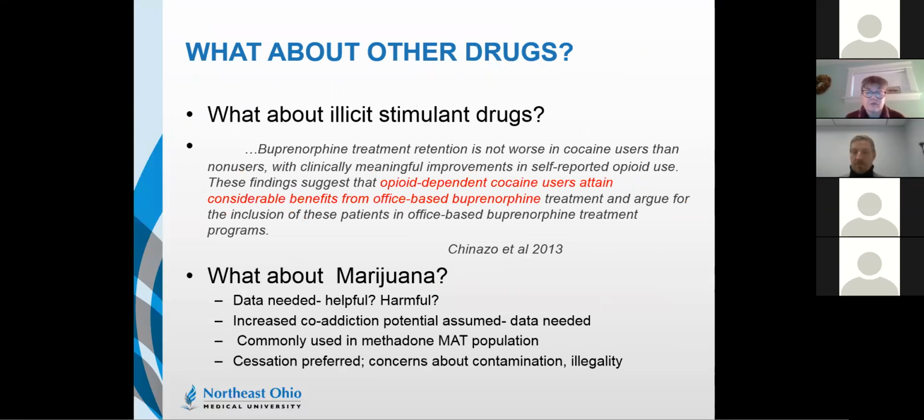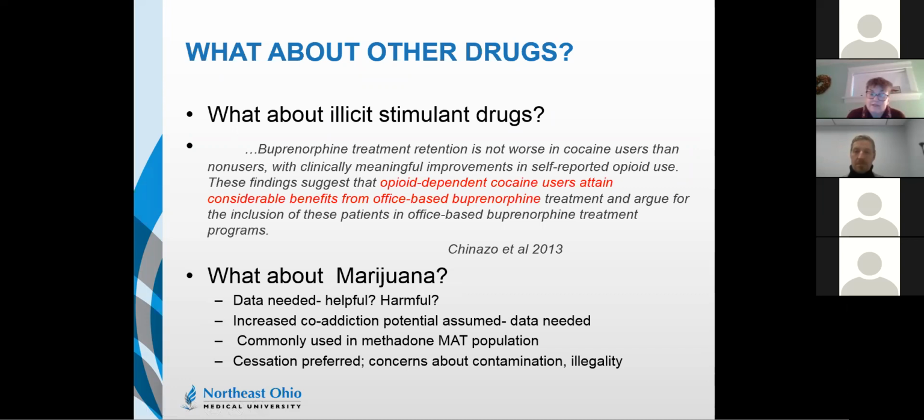What about other drugs? The ones that we can get excited by, like seeing cocaine on a person's drug screen. So here's some evidence that opioid-dependent cocaine users actually get benefit from office-based buprenorphine. They're not dying of an opiate overdose, and over time, they can be motivated to think about their cocaine use, to change it, and to actually focus on it and work on it, but often not before their opioid use disorder feels like it's controlled. And then the ongoing controversy, what about marijuana?